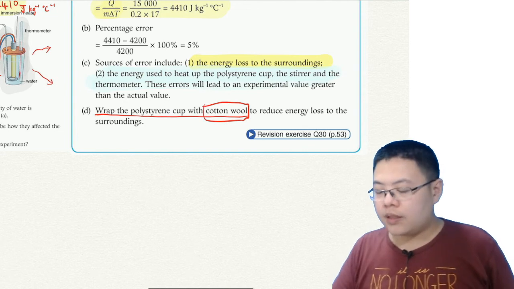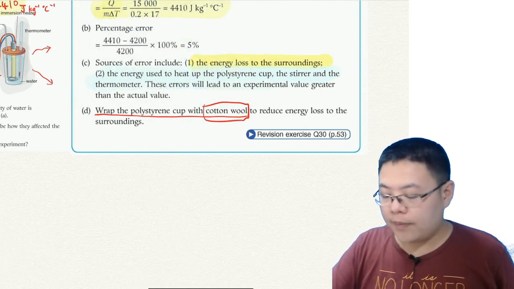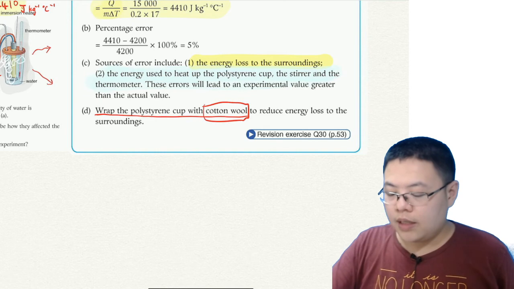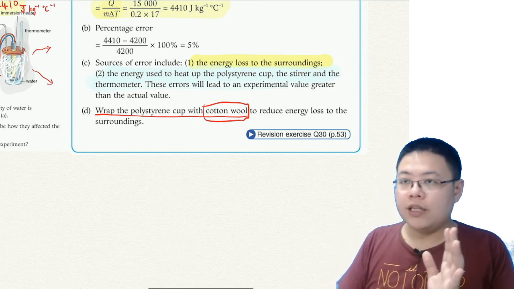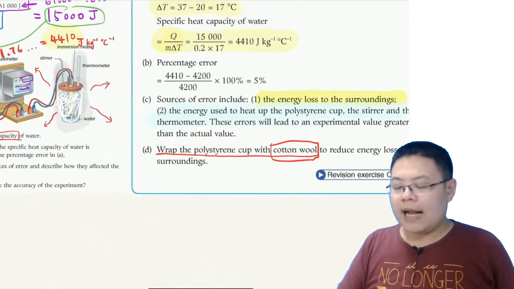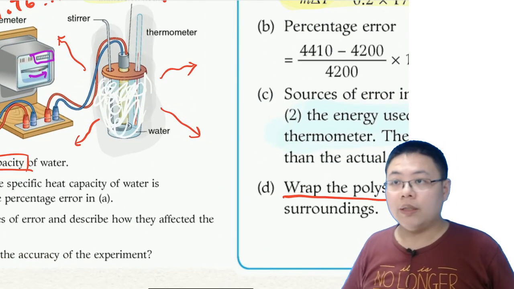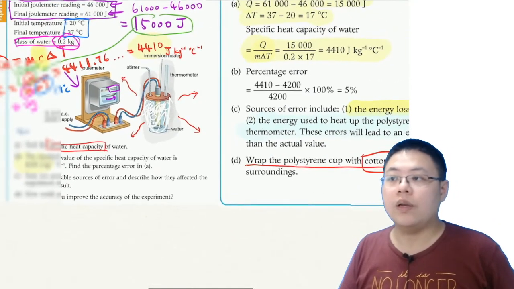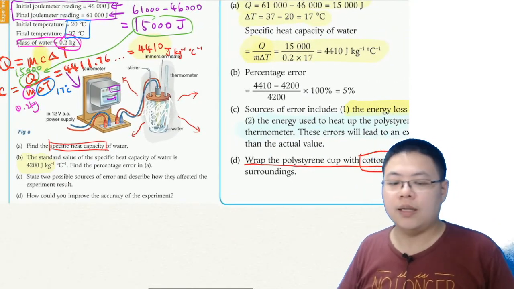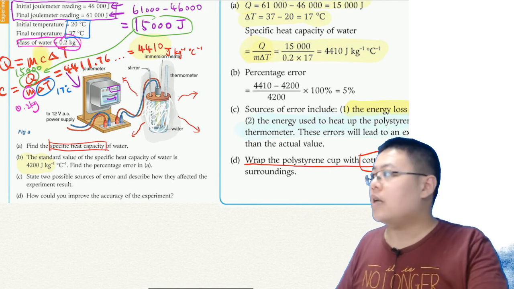幫佢穿衫，穿咗件羽絨咁樣啦。 Use some cotton wool, 用棉花包實佢。 And then with the insulation, 即係隔熱隔得好啲，保温保得好啲, the energy loss to the surroundings will be reduced, and therefore it can increase the accuracy. Okay? Example 4, cut.